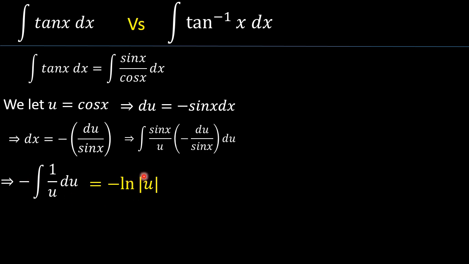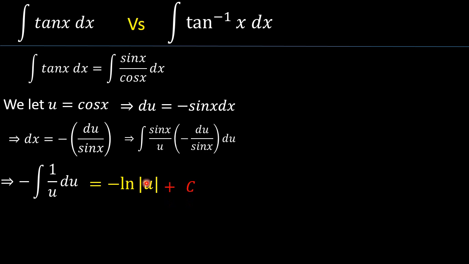We have the natural log of the absolute value of u. Why absolute values and not just brackets? Because we want to take care that our u should never be less than 0, because we know that the natural logarithm is not defined when u is less than or equal to 0. So our aim now is to take care of it so that it should never be less than or equal to 0.